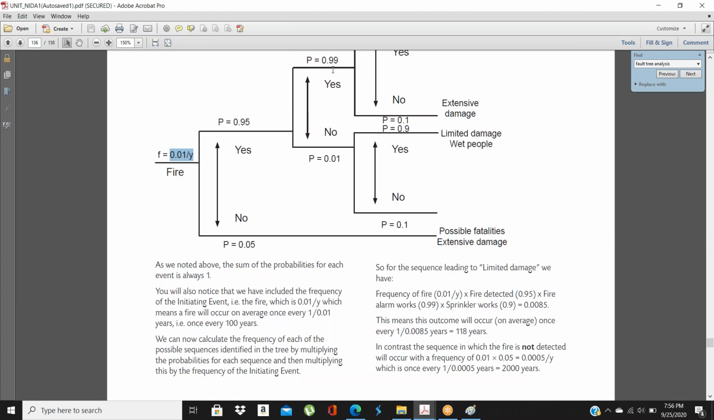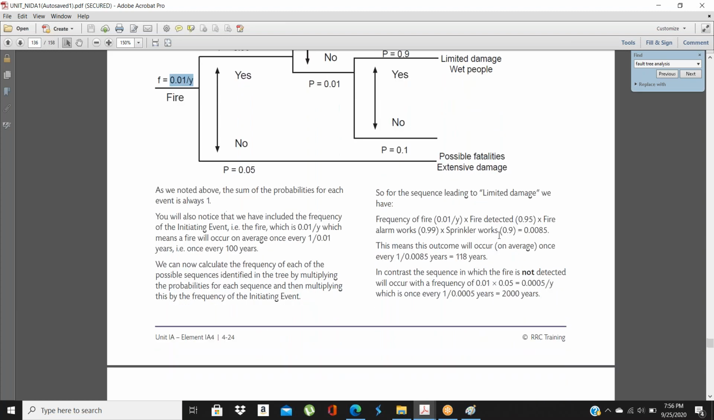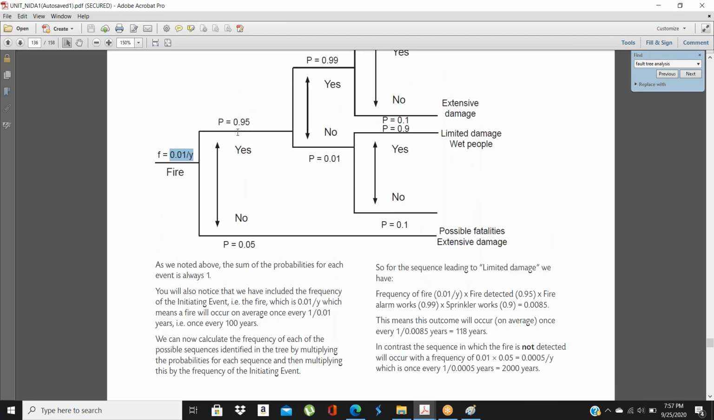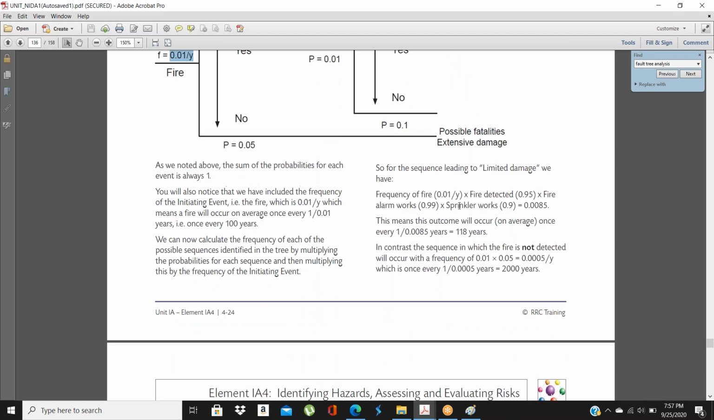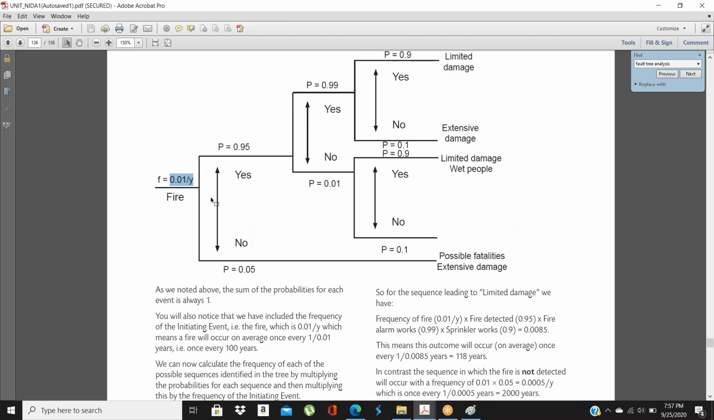Now we will come towards the other way, this one. Let's suppose, in contrast, the sequence does not detect. Then we need to multiply the other things. If someone has a calculator, he can calculate this. Then 1 divided by the same. So let's suppose you have this one way.